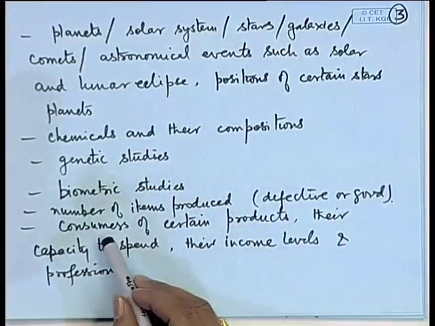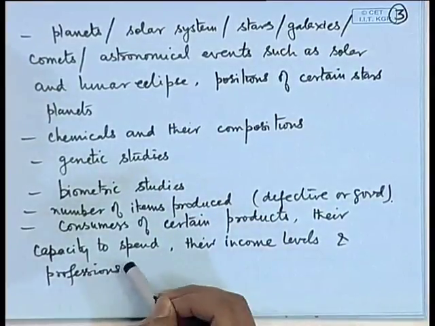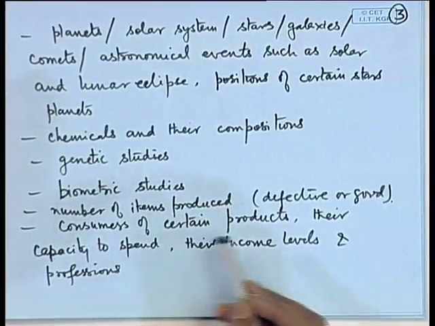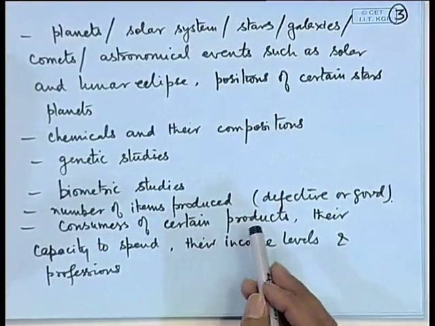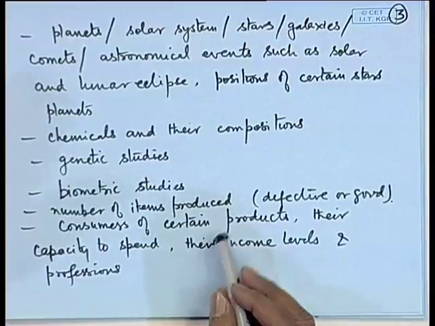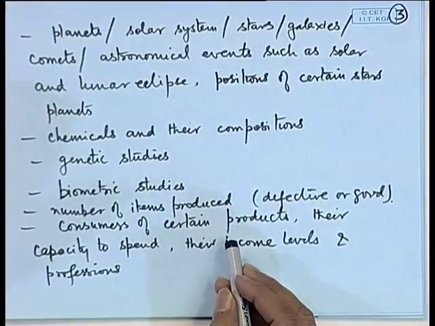In economics, for the consumers of certain products, what is their capacity to spend, what are their income levels, what are their professions? These things are useful for creating products needed for particular types of consumers. For example, if a new soap is to be sold, they find out what the price of the soap should be, so that it is affordable to most of the people in that particular income group. If there are people with high income in a particular place, then they can introduce a soap which is of high value, and they will make it more fashionable or more attractive, so that that group of people are attracted to it.